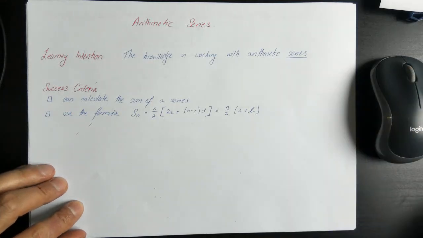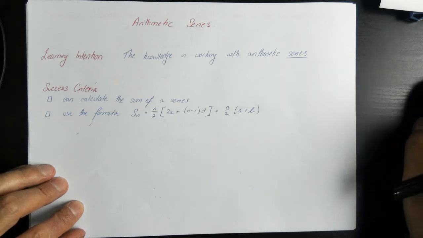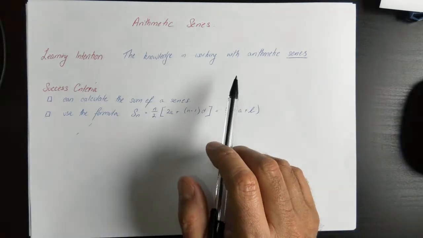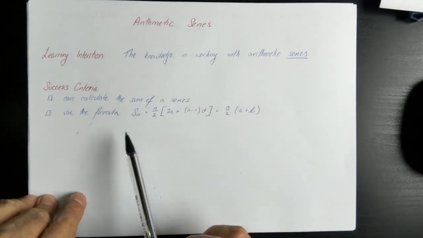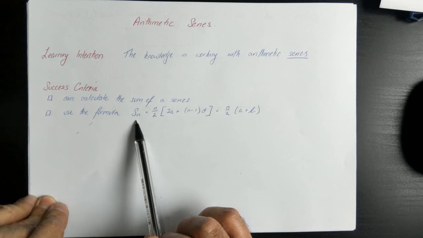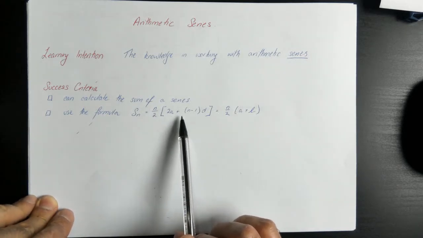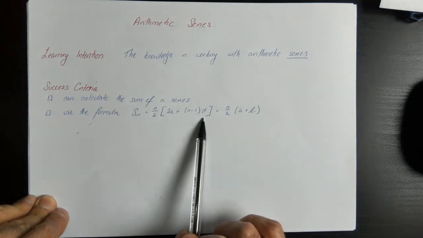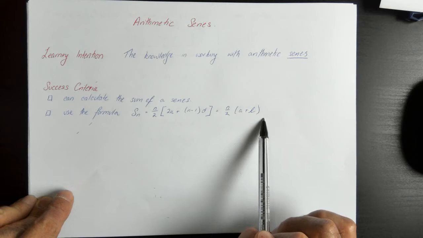Okay, so today we're looking at arithmetic series. Our learning intention is to gain the knowledge in working with arithmetic series. We'll be successful if we can calculate the sum of a series and use these formulas. The sum of n terms is n over 2 multiplied by 2a plus (n minus 1)d, or n over 2 multiplied by a plus l.